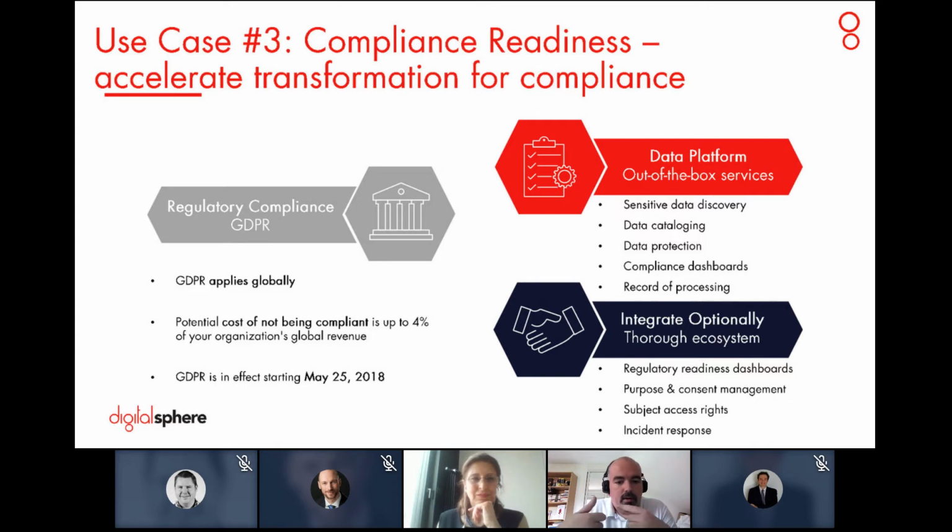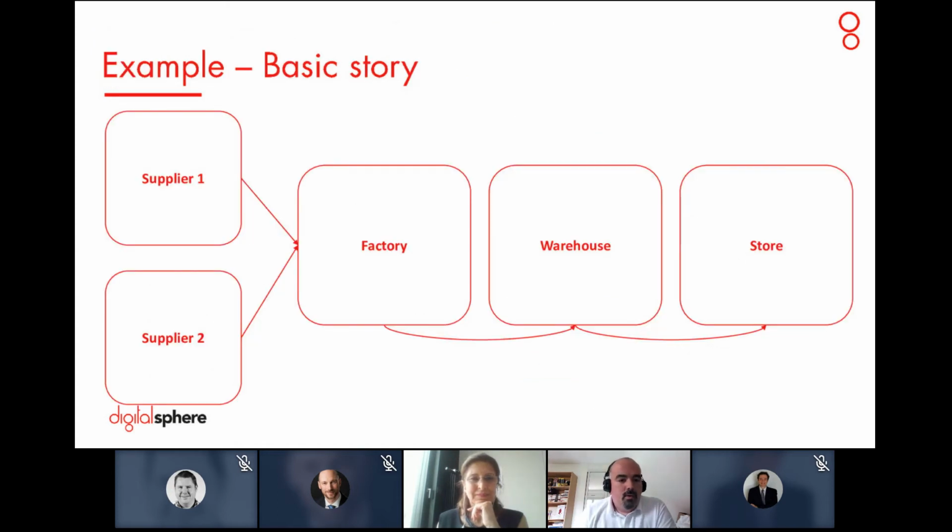If you understand where data is, what data is, and how to find it, you can easily find data that is under this regulation and take action on it. So if I take my example, and it's 5 slides, but just an example, you have a basic story. You have 2 suppliers providing 2 different pieces that are in a factory, bringing a product, going into a warehouse, and then stored in a store.